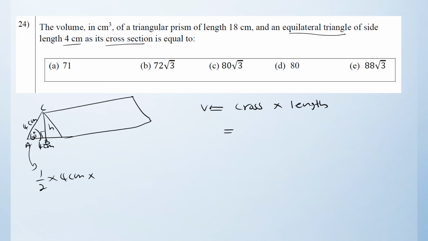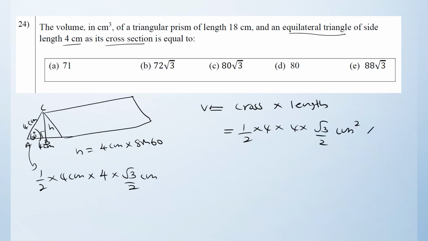Since ABC is a right angle triangle, we can find h. H is 4 centimeters into sine 60. Since sine 60 is root 3 by 2, here we have 4 into root 3 by 2 centimeters. So we can replace the values here. Here we have half into 4 into 4 into root 3 by 2 centimeters squared for the cross section. Length is 18 centimeters. So we have the volume as 72 root 3 centimeters cubed. So we have B only.